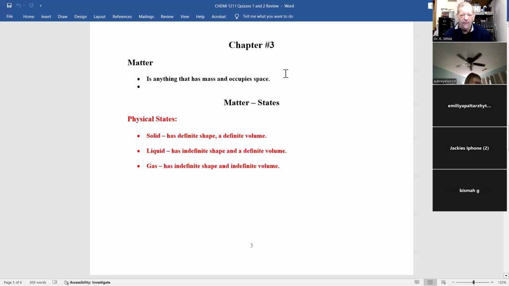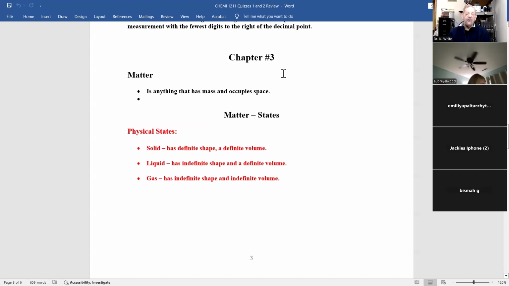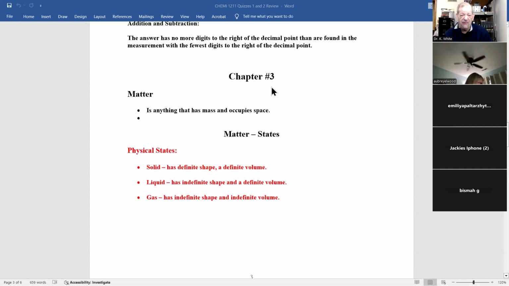Let's go through the material on quiz 2. What you'll see on the screen is in the lecture area of Blackboard, cleverly named Chem 1211 Quizzes 1 and 2 Review. I used to give both of them at the same time. I've now separated them by a week, but I got lazy and I never separated the reviews. Bad, Dr. White.